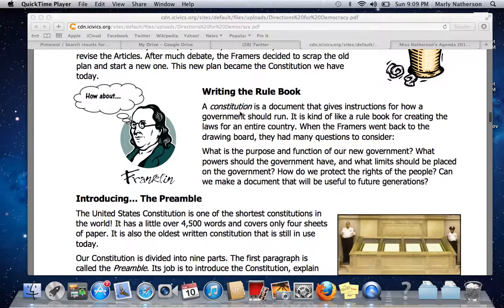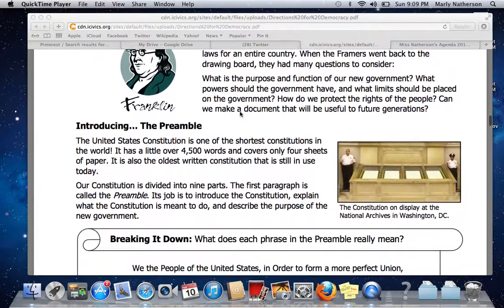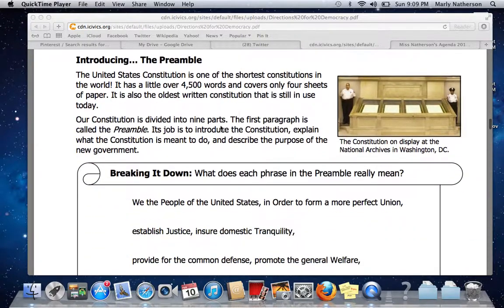And the Constitution is split up into 9 parts, and today we're going to talk about the very first part, which is called the Preamble. We know that the word part pre means before, so that's helpful to remember. The preamble's job is to introduce the Constitution, to explain what the Constitution is meant to do, and to describe the purpose of the new government.